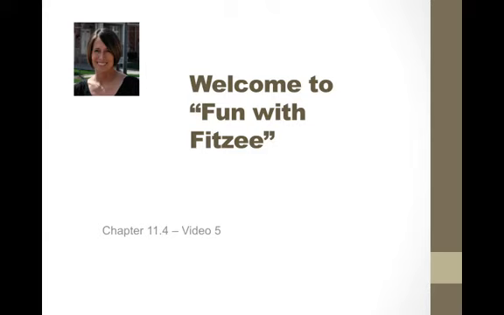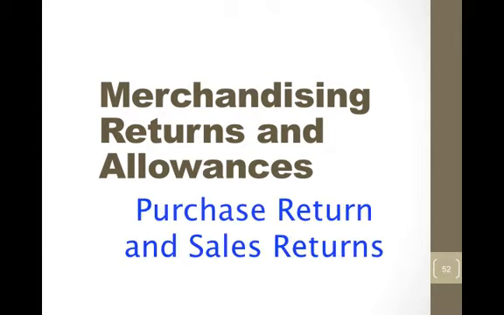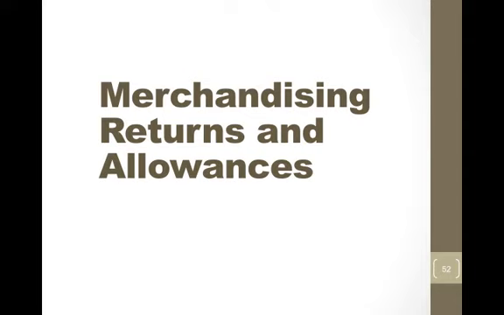Today's video is the fifth video for chapter 11, and it's 11.4. Today's topic is merchandising returns and allowances. So basically purchase returns or sales returns. You know, when you go to a store and you return something, you're going to call that a purchase return, and the store will call that a sales return, because you purchased it and they sold it. So let's take a look at the topic.